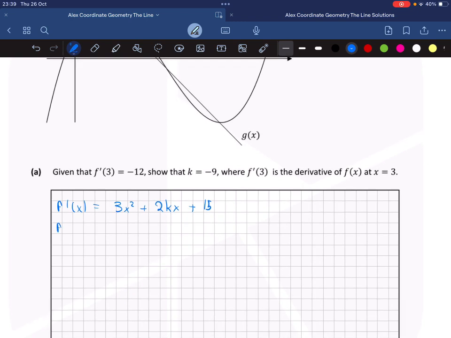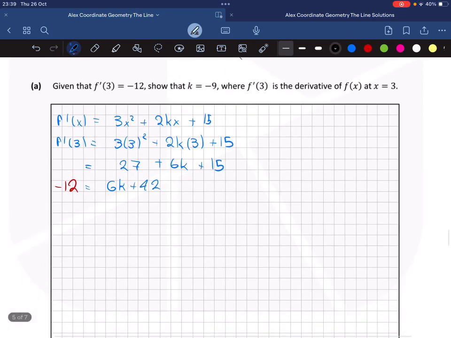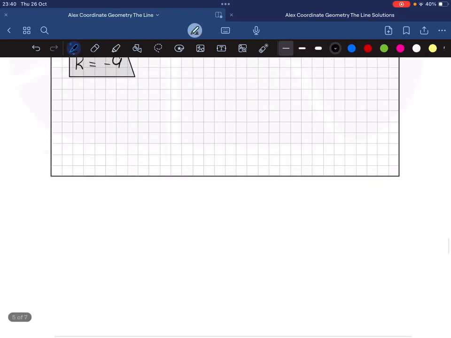So, step 1, I'm just going to sub in 3, and then I'm going to get 3 by 3 squared plus 2k multiplied by 3 plus 15. If I simplify that, I'm going to get 27 plus 6k plus 15. And simplify again, I'm going to get 6k plus 42. Now, when I sub in 3, it has to equal negative 12. So this is the fact I'm going to use to solve for k. Bring the 42 over, I'm going to get 6k is equal to negative 54. Divide by 6, k is then equal to minus 9, and that is exactly what we were looking for at the very beginning. We look back up here. So that's right.